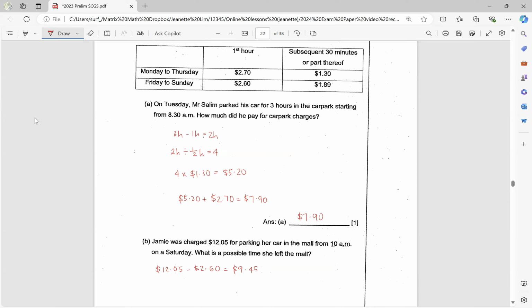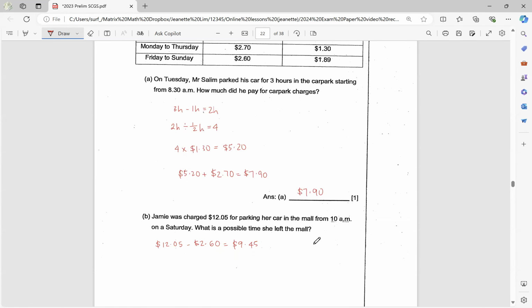So this $9.45 is at a rate of 189 for every 30 minutes. How many sets of 30 minutes are there? So we have to take 945 minus 1, divide by 189.